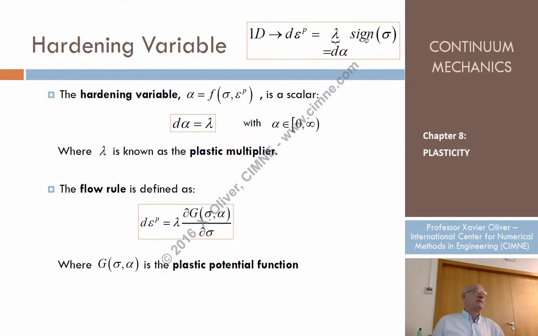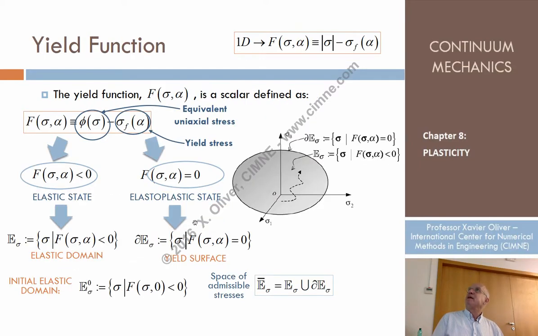The sign of sigma. So that means that in 1D cases, the potential function is what we call the yield function. So it can happen in 2D cases, in 3D cases. But this is more general. That could be the potential function, it can be the yield function, or it can be another one. That is a more general approach. Just keep this point in your mind.